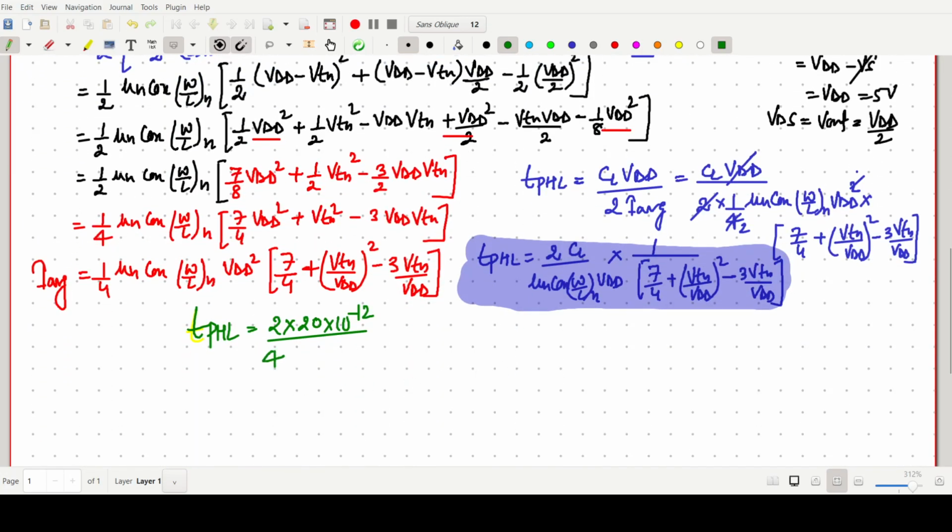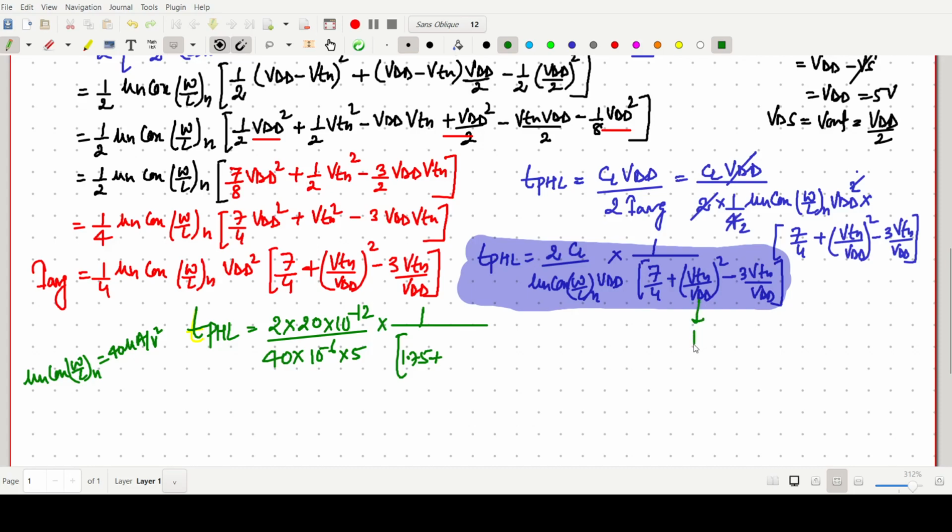So better to write 40 into 10 to the power minus 6, because it is given mu n COX W by L of n equals 40 microampere per volt square. So I am just writing this value. VDD value is nothing but simply our 5 volt. And the other expression we can write as 7 by 4. So if we divide 7 by 4, it should be 1.75 plus VTN by VDD, 1 by 25.